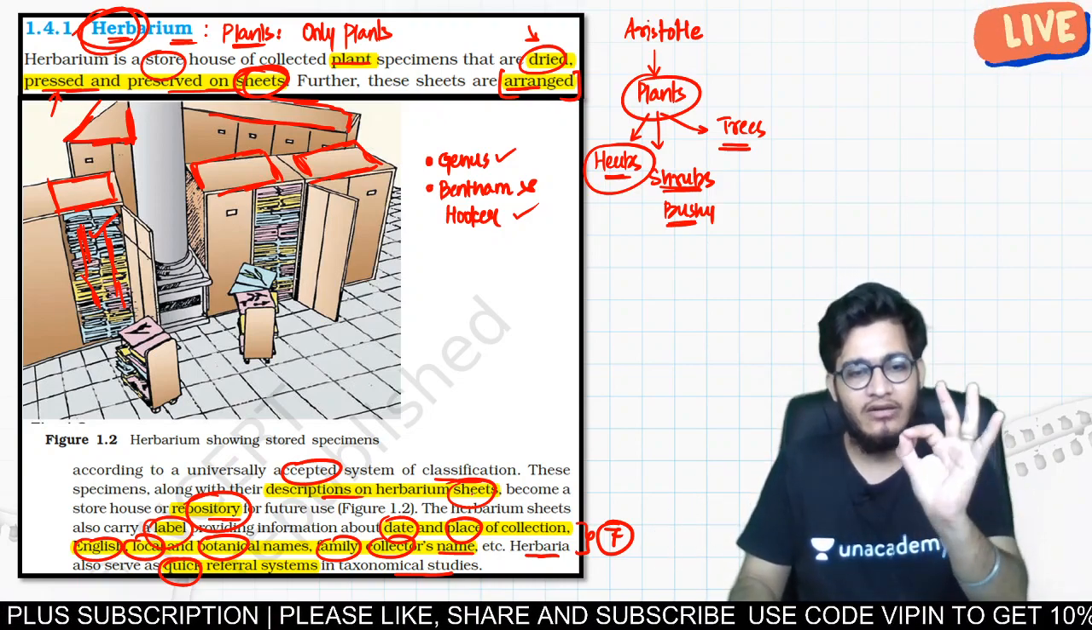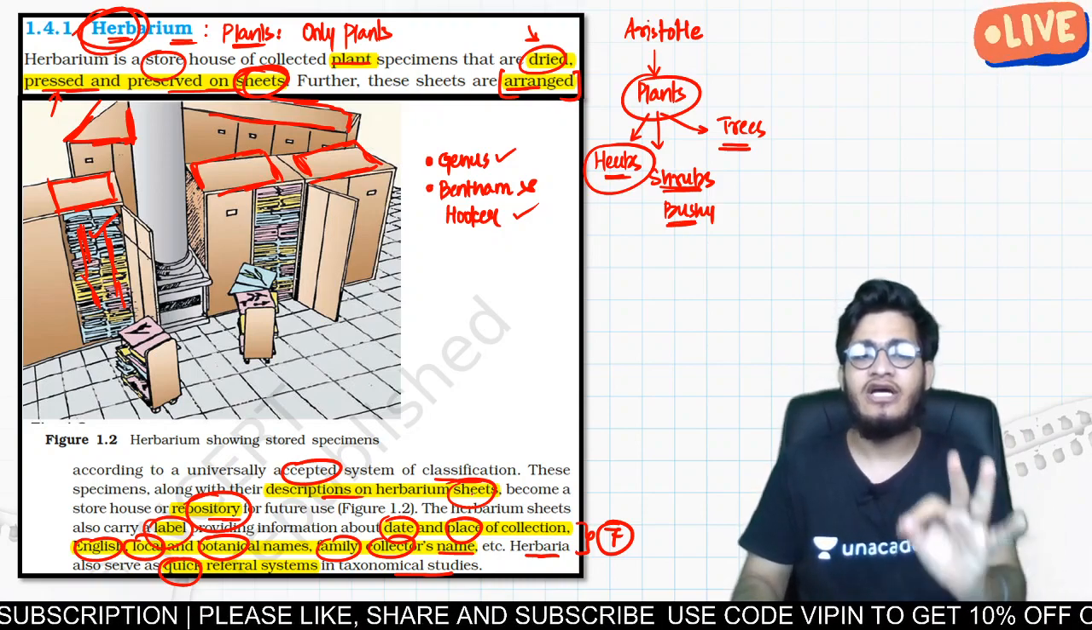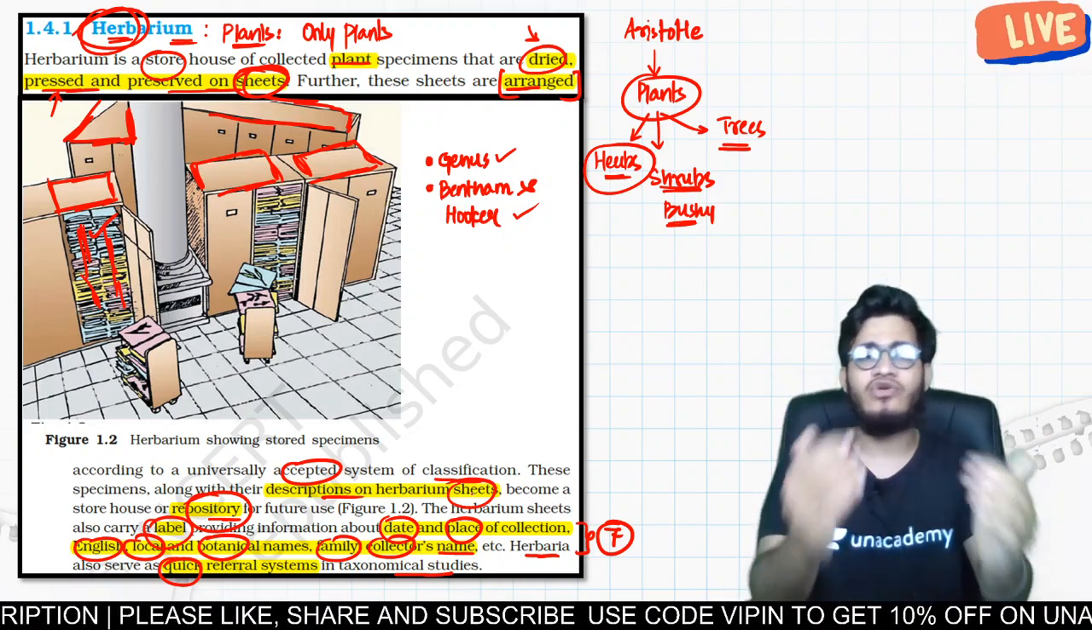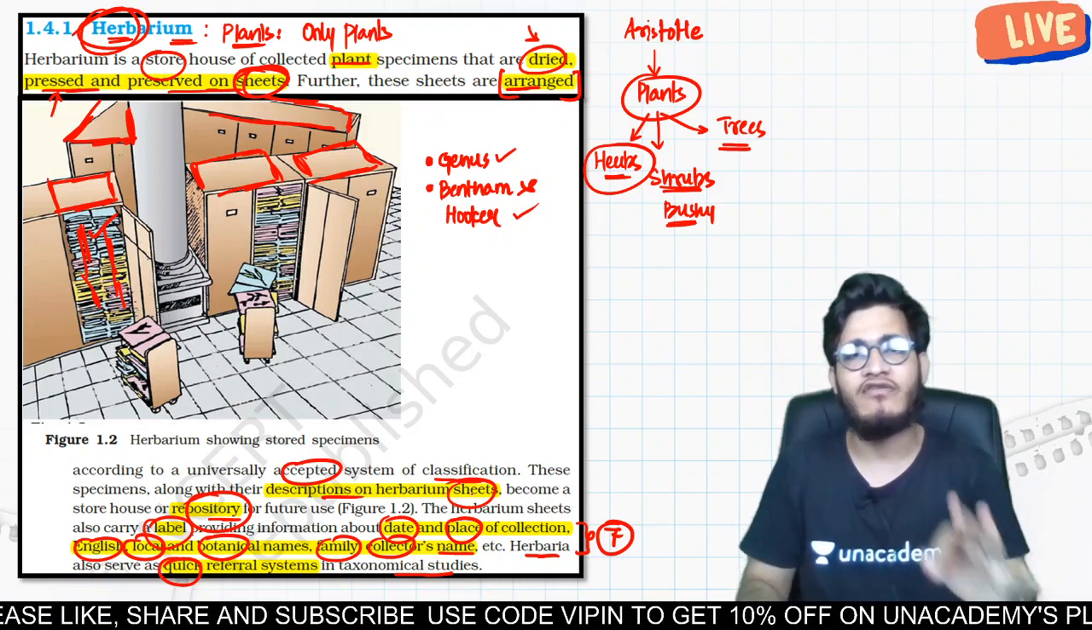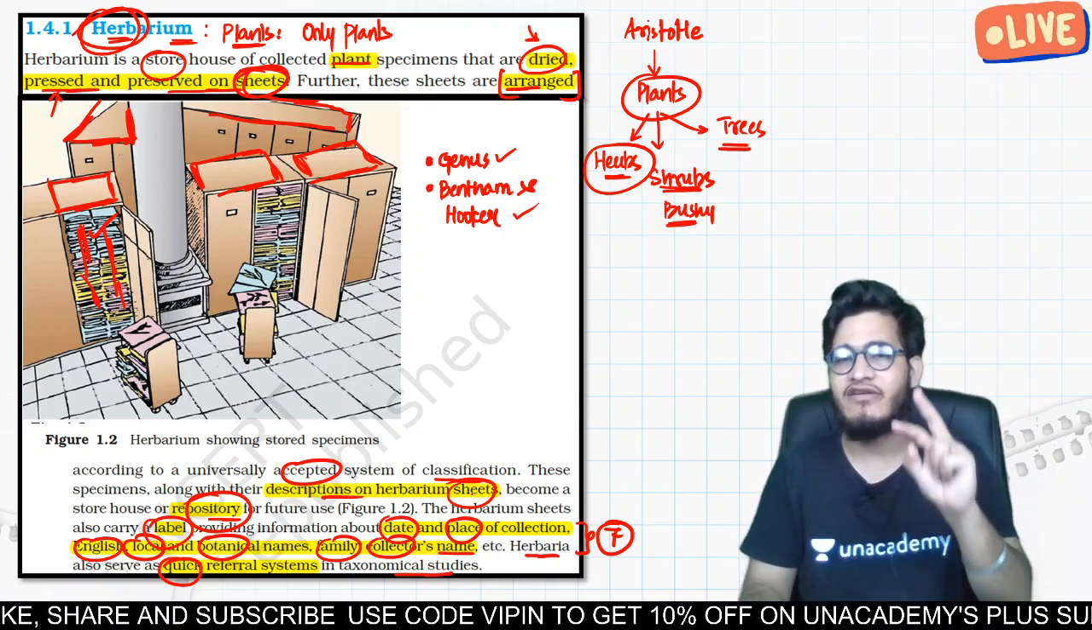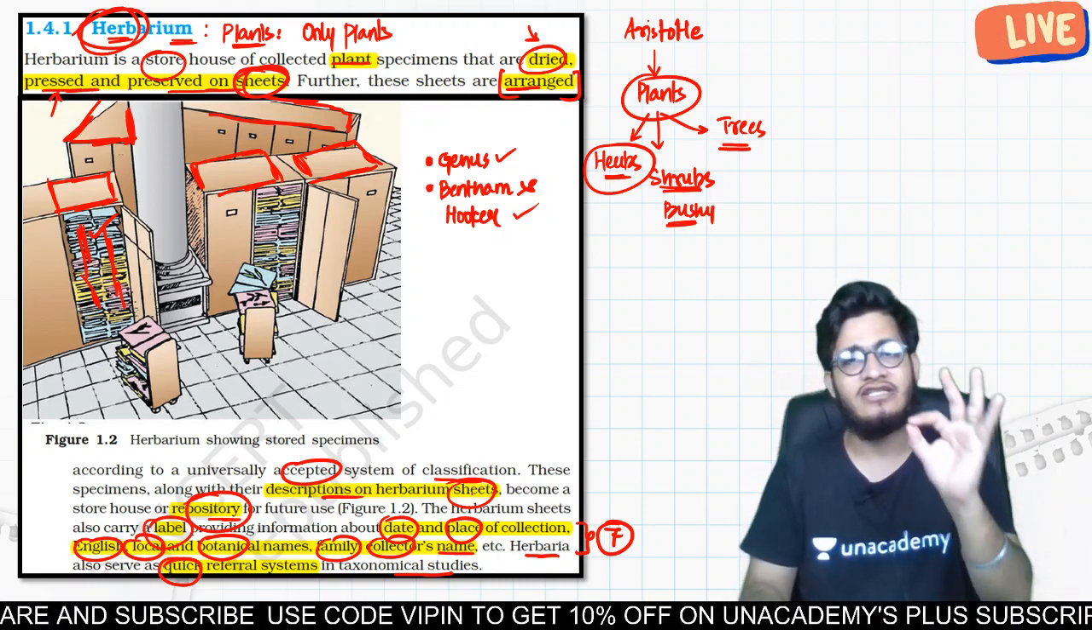Okay, so what becomes very critical over here is that it is a quick referral system, because you know that all the things are arranged in a proper way, and that's why it is a very good repository of the plant specimen. So these two words are very crucial and they are already asked in the examination.